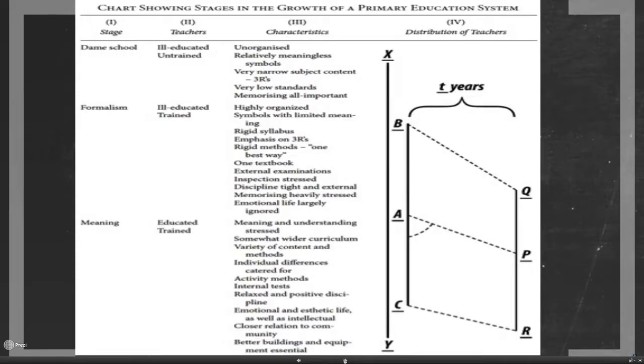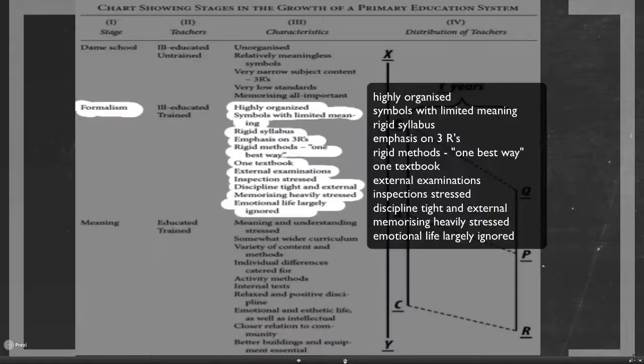And this then pushes towards a situation where it becomes more formal. And you can see his description of it comes very closely to what we take to be solid lines across curriculum and pedagogy. For example, rigid syllabus, rigid methods, one best way, one textbook, external examinations, inspection stressed, discipline tight, emotional life largely ignored. And what you can hear there is a very strong emphasis on a solid curriculum, which has only got one message, and a solid pedagogy, which only does things in one way. And that way is very teacher-centered and very directed towards making sure the learners memorize the information.